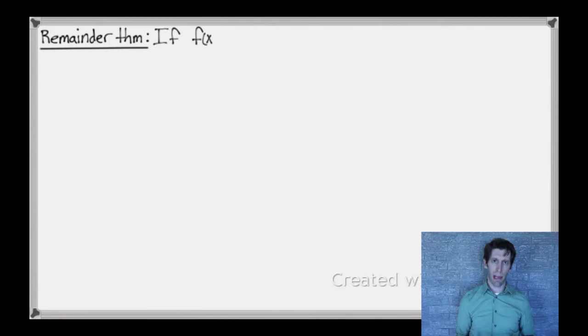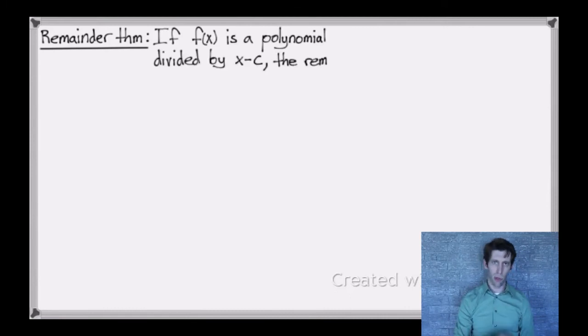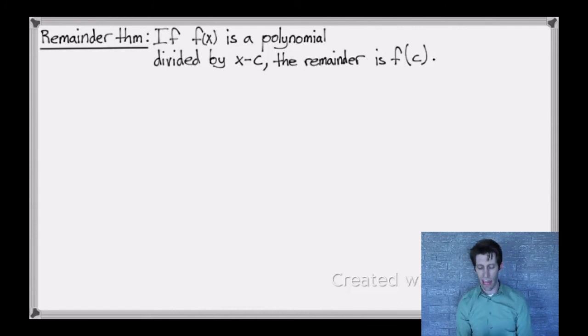So the nice thing about synthetic division is it's very, very quick. We can also use this to conclude some nice things about functions. The first thing that we're going to talk about is called the remainder theorem. It turns out that if f of x is a polynomial and it's divided by the quantity x minus c, then the remainder of that division is f of c. In other words, you take that number c and you plug it into the function, and that gives you the remainder. This is a really handy property to have.